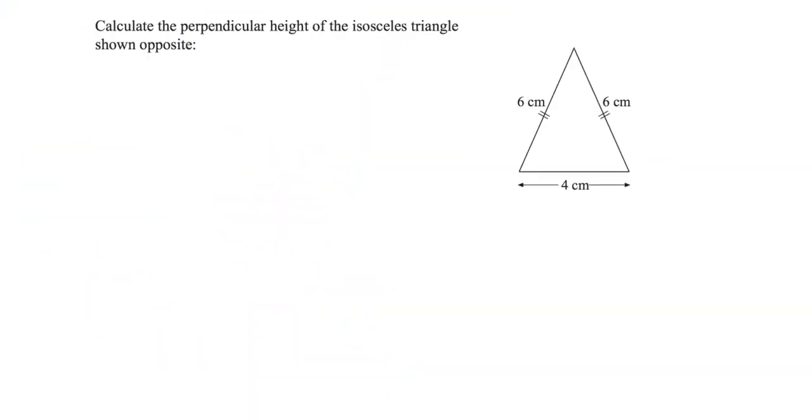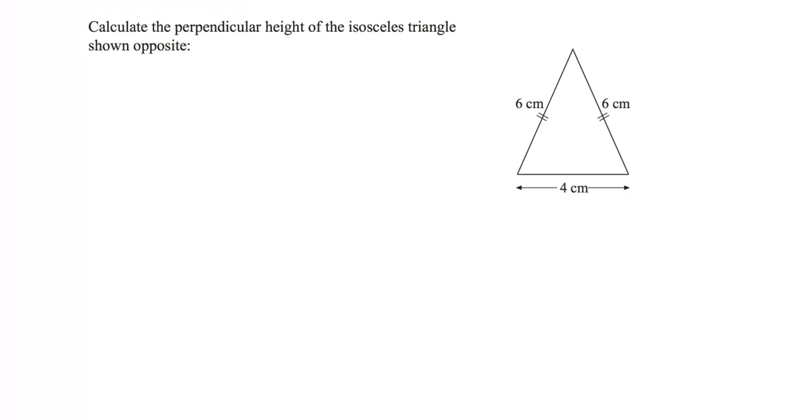Now, another question. This time we're asked to find the perpendicular height of this isosceles triangle. So let's be clear about this. Perpendicular height means the height directly straight up, perpendicular to that base. And of course it means 90 degrees. So again, what we've got is a right-angled triangle. I could either draw mine on the left or the right of that line, but there it is. I'll do it on the left.